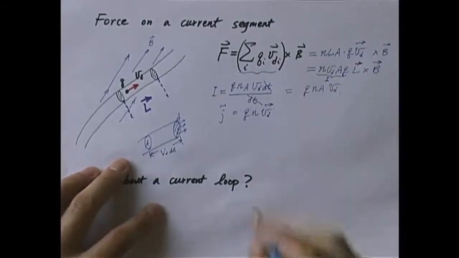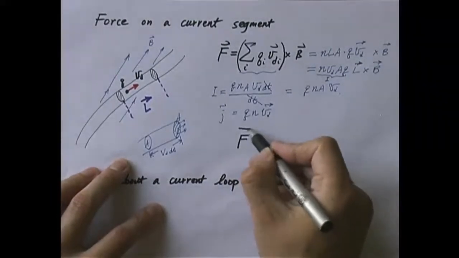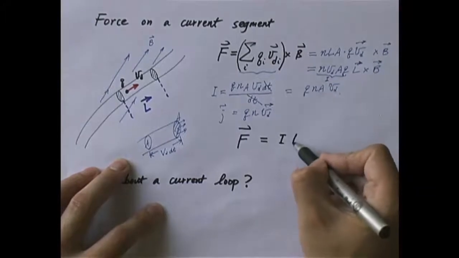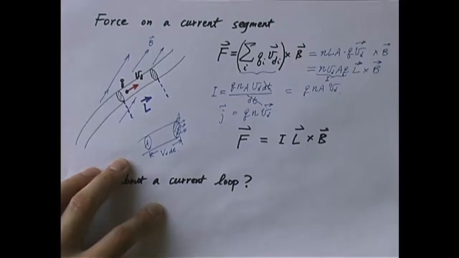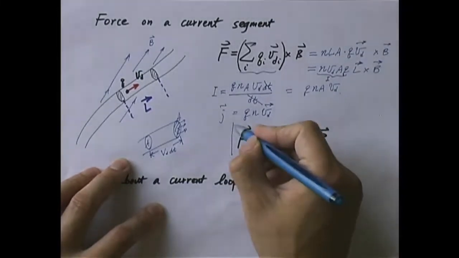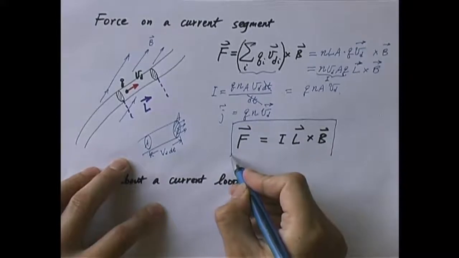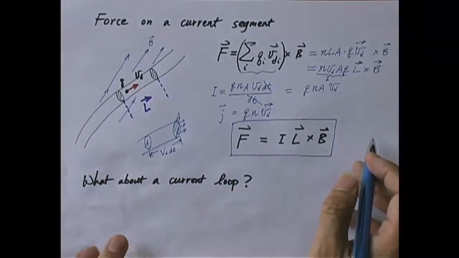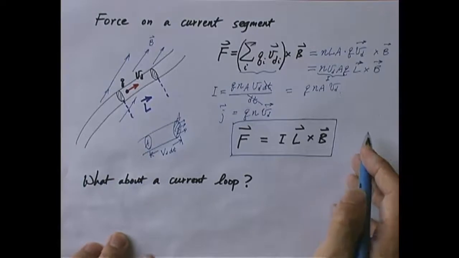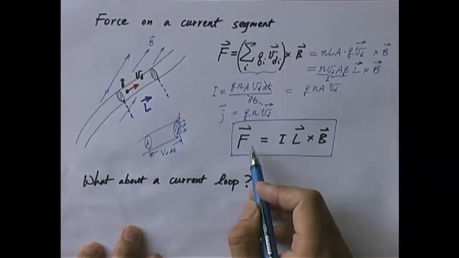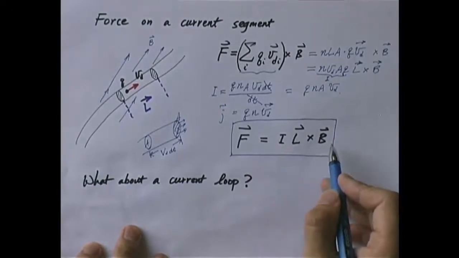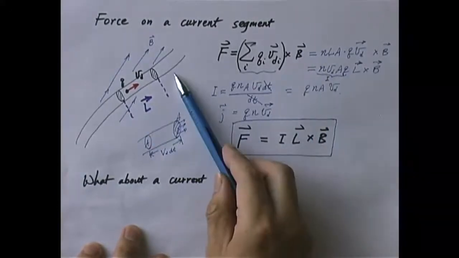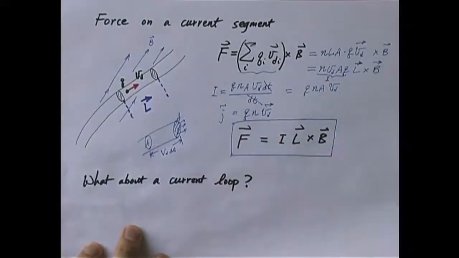So now I'm able to rewrite the expression for the magnetic force on this segment as I L cross B. A handy formula to know. If you're not given a single point charge moving with a velocity v, rather you're given a segment of the wire carrying the current I, the magnetic force exerted on this wire when you expose it to an external B field is I L cross B. L is again a vector whose length is the length of the wire segment and whose direction is along the direction of the current flow.